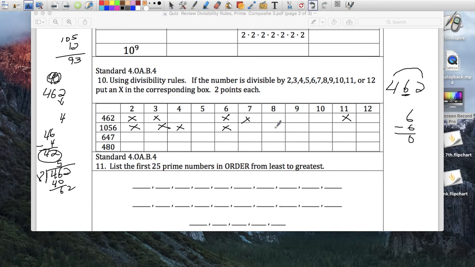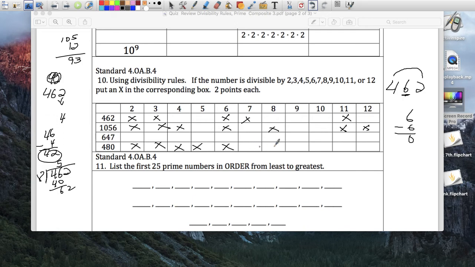8 is a yes. 9 is a no. 10 is a no. 11 is a yes again. And 12 is a no. Actually, 12 is a yes because it worked for 3 and 4. 647, no. No, no, no, no. 14, 54, no. 8, no. 9, no. 10, no. 11, definitely no. 12, no. Wow.